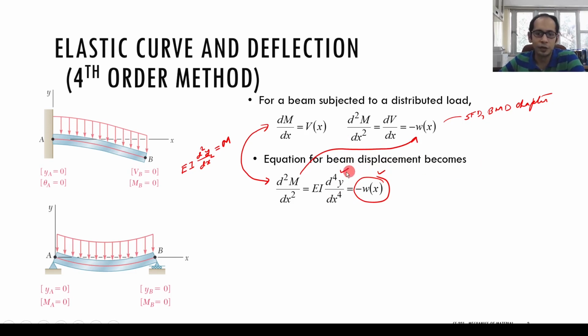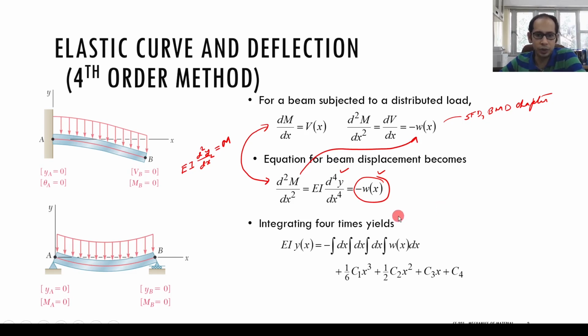So now from here, how do we get the deflection? You're right, you have to integrate this 4 times. Since you're integrating it 4 times, you will have 4 constants of integration to deal with. So if you integrate 4 times, you essentially get something like this, and you get 4 constants of integration: c1, c2, c3 and c4. And how do we determine these 4 constants of integration? Again, from the boundary conditions, right?